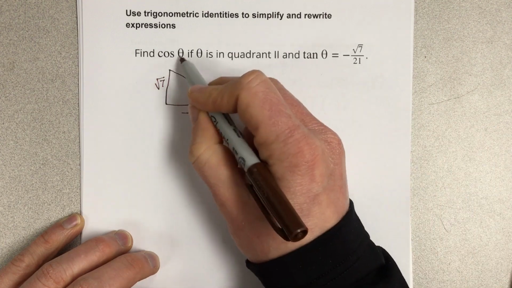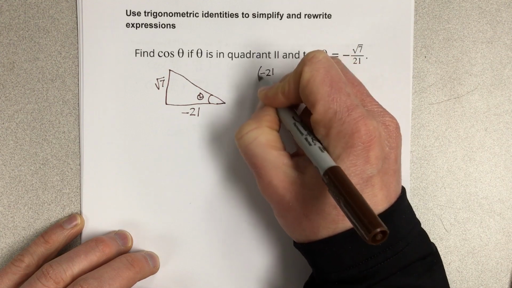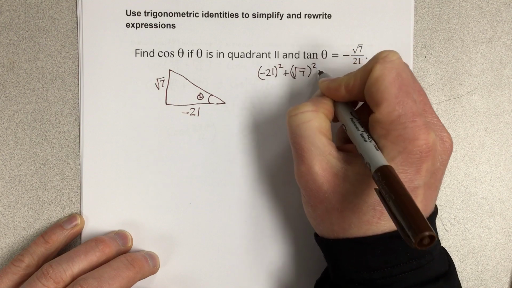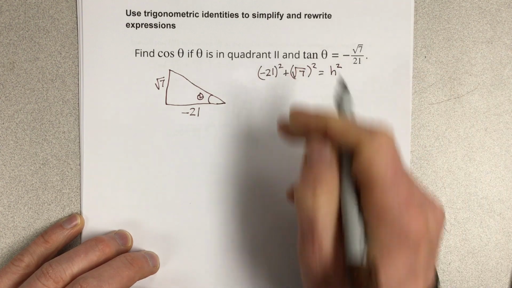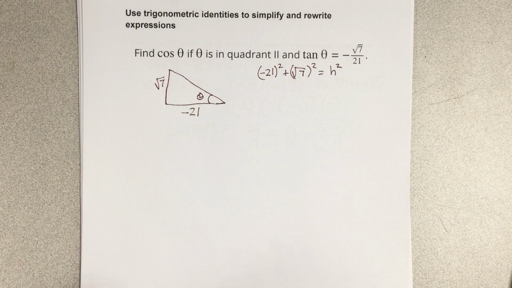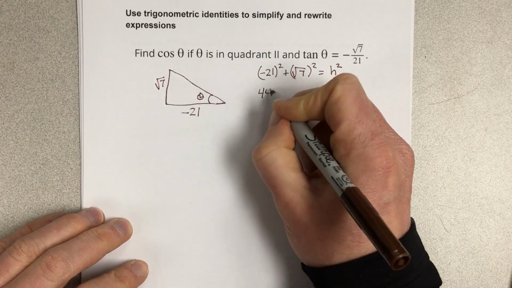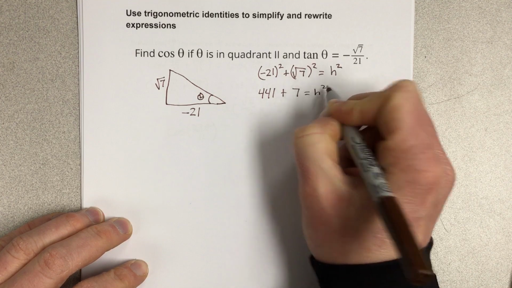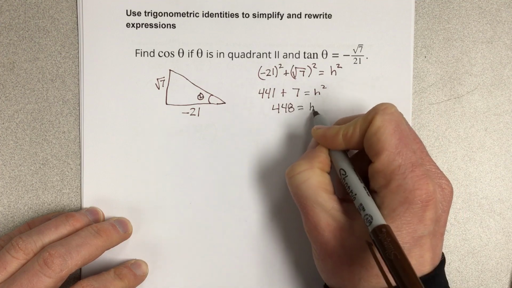Now if we want to find cosine theta, we're going to have to find the hypotenuse. So we're going to use the Pythagorean theorem. Negative 21 squared plus root 7 squared equals the hypotenuse squared. So negative 21 squared, we get 441, plus root 7 squared would just be 7, equals h squared. So you get 448 is equal to h squared.